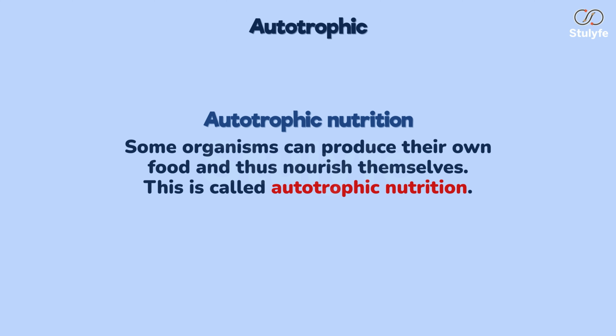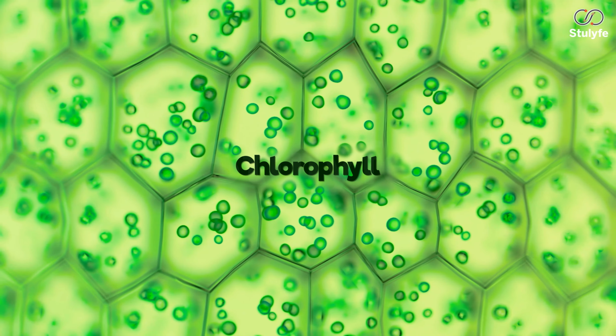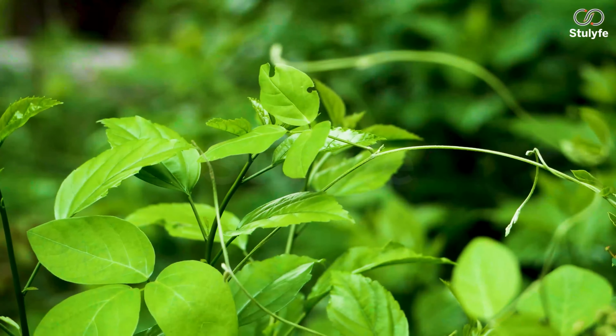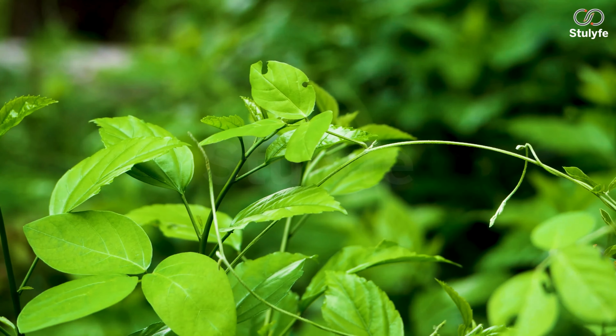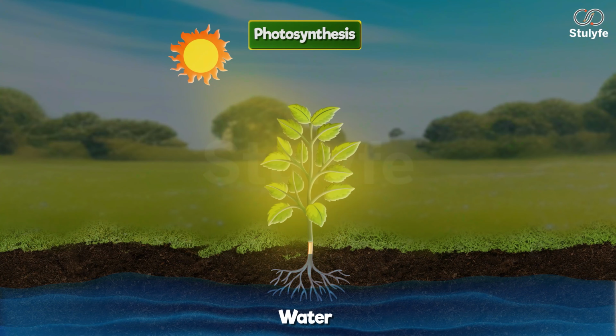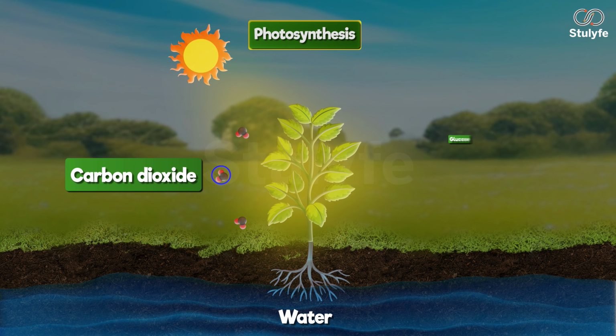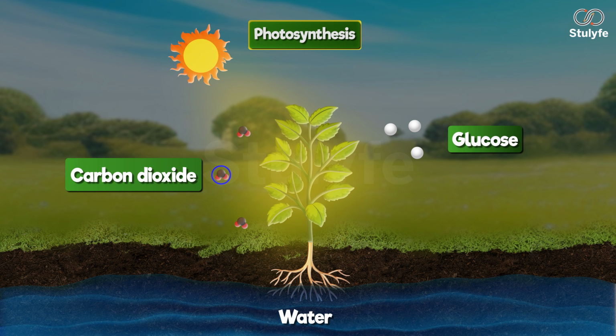How? Let's see. The plants have chlorophyll present in their leaves. With the help of chlorophyll and sunlight, they prepare their own food. Plants make their food in their leaves, which have chlorophyll, by taking nutrients and water from the soil and carbon dioxide from the air, which they convert into glucose with the help of sunlight. This process is called photosynthesis. They convert the light energy into chemical energy and store it in the form of food.